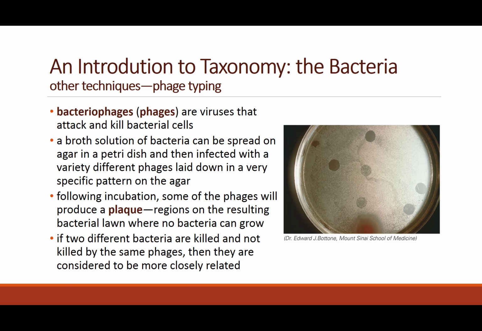And then there's one third technique that's used for identifying whether or not bacteria are closely related, and that is phage typing. So bacteriophages, and they're sometimes just called phages, so we frequently don't say bacteriophage, but phages are viruses that attack and insert their DNA or RNA into bacterial cells. And in the process, they generally kill those bacterial cells.